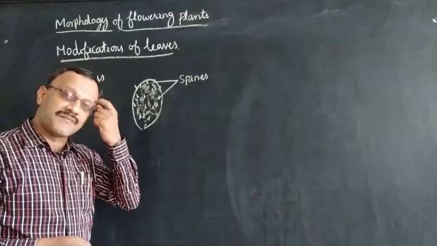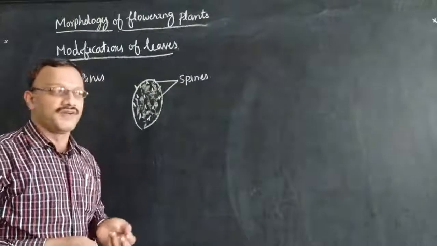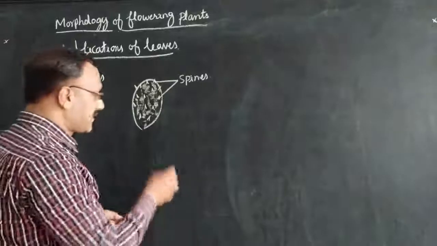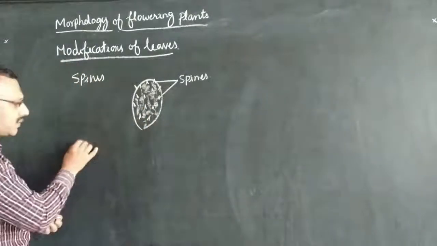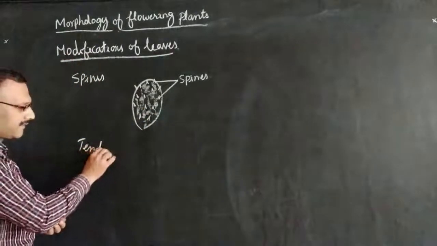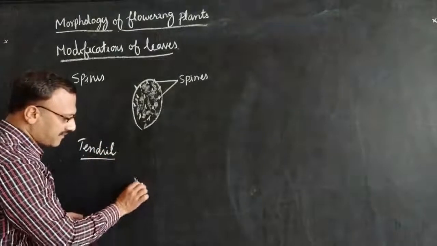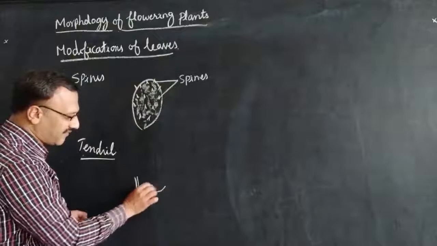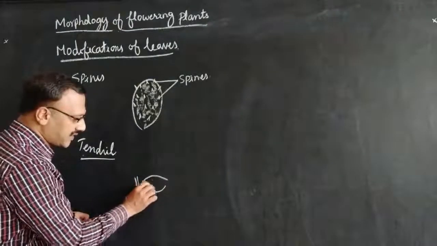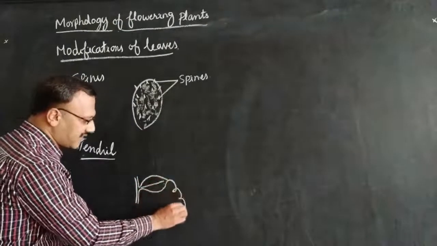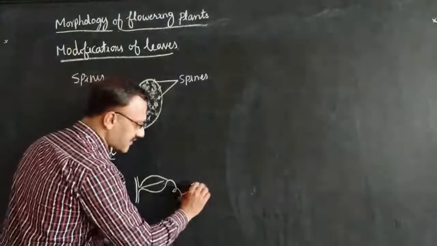Similarly, in weak stem plants, like in case of pea, the leaf tips are modified into tendrils. Here, the terminal end of the lamina shows the modification into tendrils.